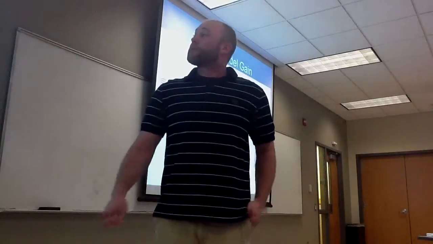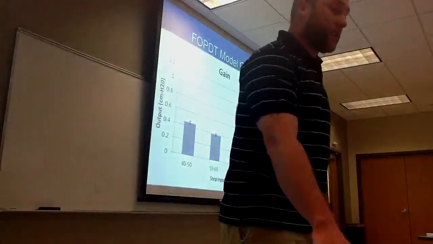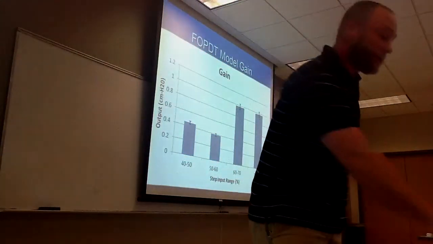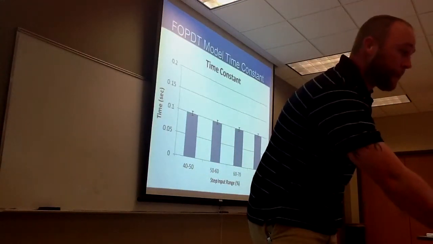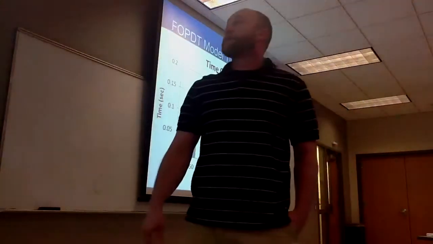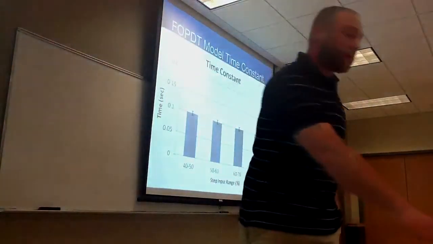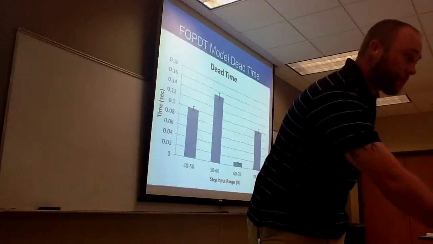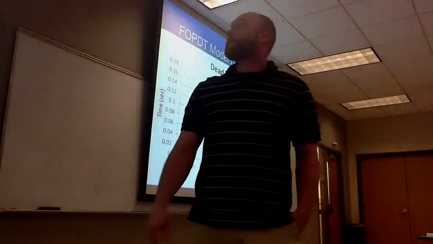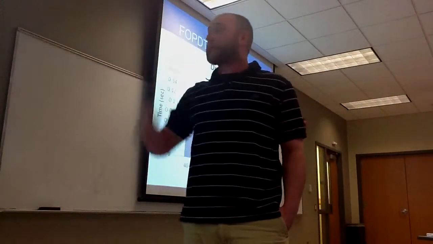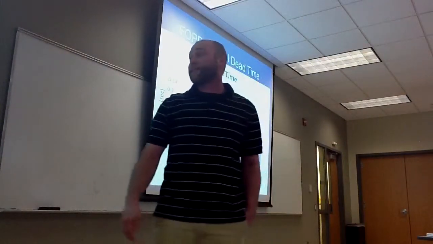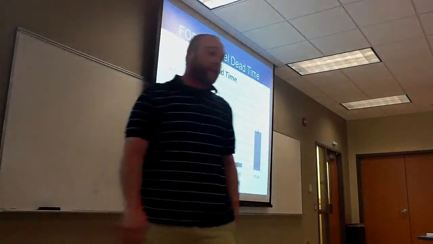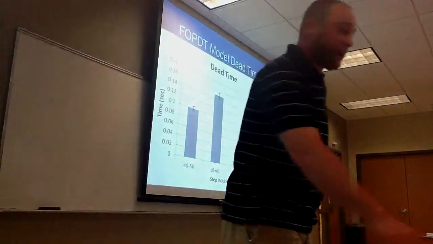For our gain, it somewhat remained the same, underneath 1, except once it got to 60, it did rise. Our time constant stayed the same throughout our test region. And our dead time remained somewhat the same; at 60 to 70, our dead time, I think, shows because of poor data.